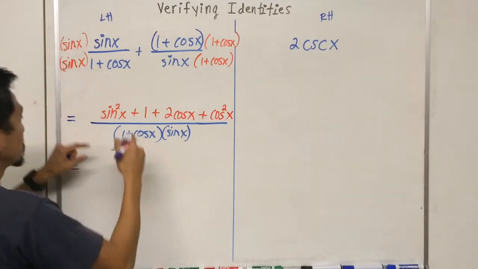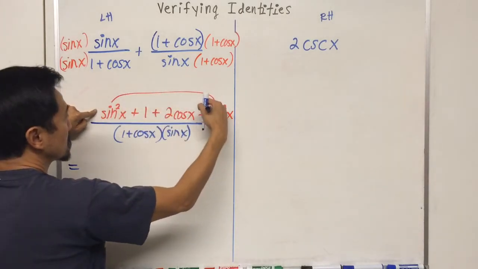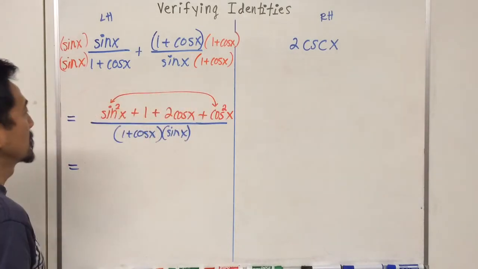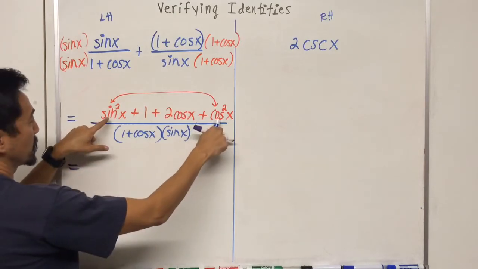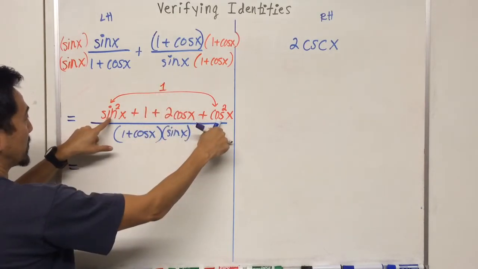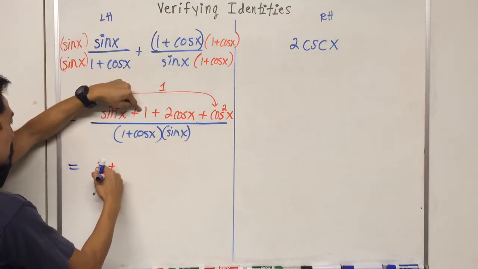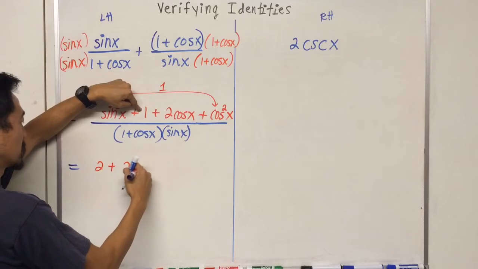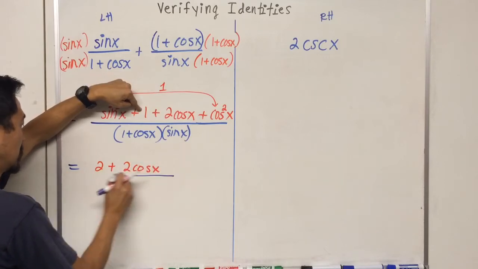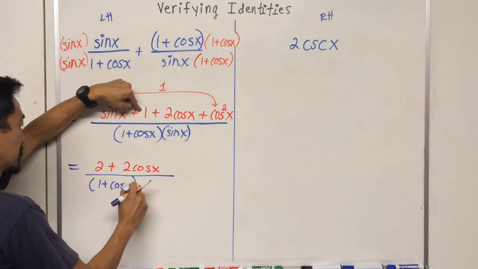I see that these two terms will add up to 1 from the Pythagorean identity, right? So now these two are adding up to 1, so that's 1 plus 1 gives us 2. 2 plus 2 cosine x, all of that divided by 1 plus cosine, divided by sine.